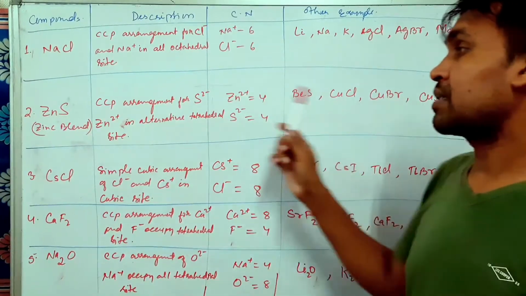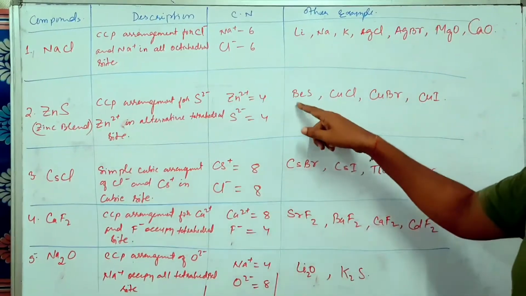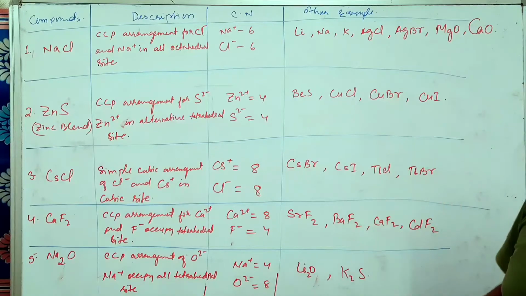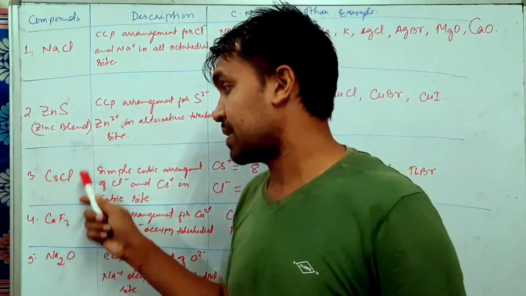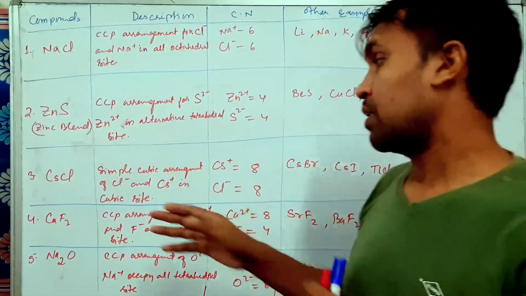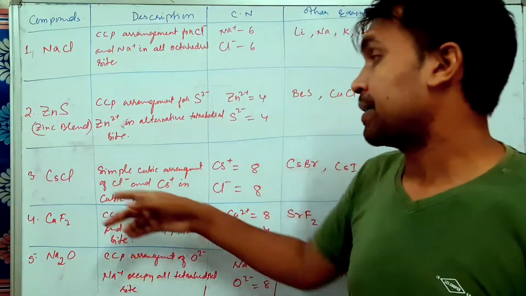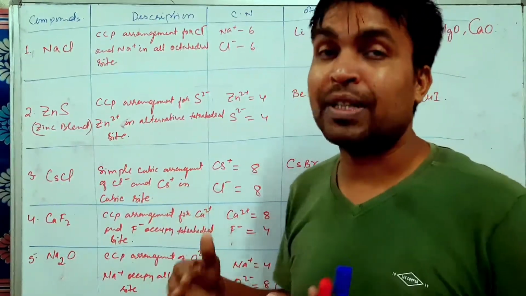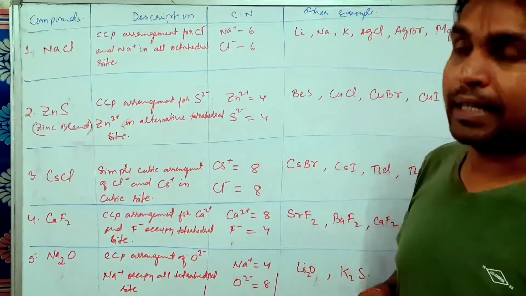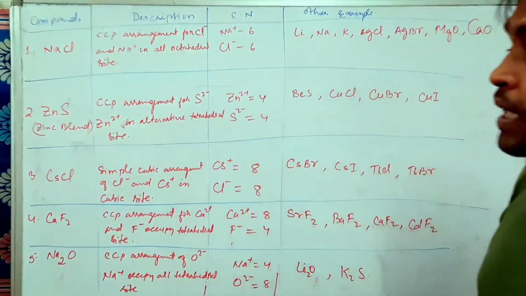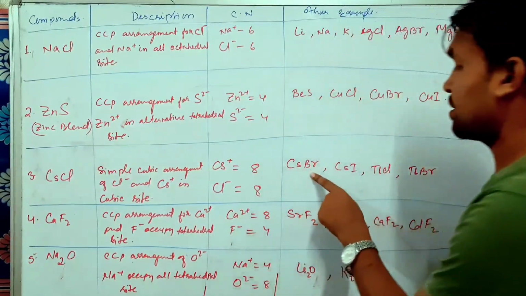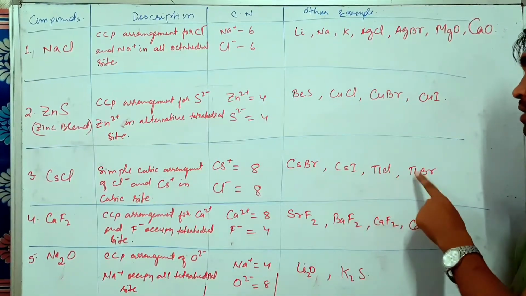Other compounds which have the same kind of arrangement and coordination numbers are BeS, CuCl, CuBr, CuI. Now coming to the third one, CsCl, cesium chloride. In cesium chloride, you will see that chlorine has a simple cubic arrangement, and Cs occupies the cubic sites. So the Cs positive coordination number will be 8 and the Cl negative coordination number will be 8.